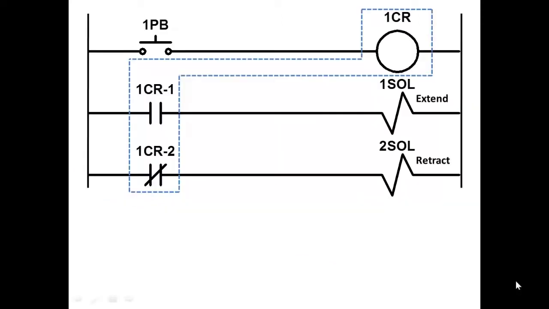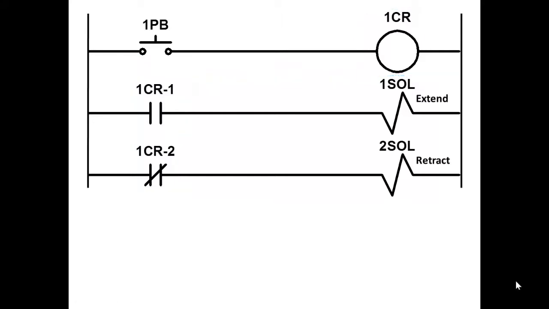Okay, here we have a circuit, and we have three rungs of relay ladder diagram. This is an actual electrical circuit, not a PLC program, but they look a lot alike. In the first rung, we have a normally open push button, and for a load we have 1 CR, a relay coil.